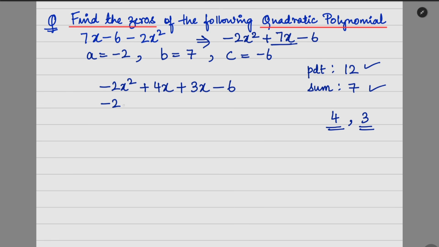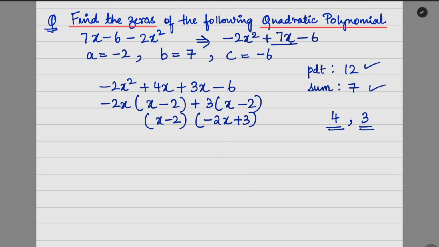Take minus 2x common out, so you'll have x minus 2. Take plus 3 common out, so you'll have x minus 2. Okay, so x minus 2 multiplied by minus 2x plus 3. So these are the factors of the given quadratic polynomial, and let's equate it to 0 to find the zeros.